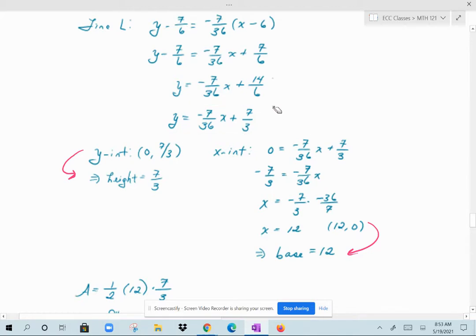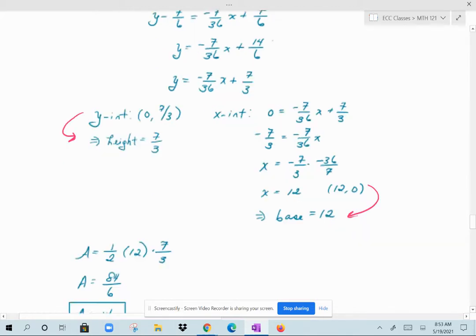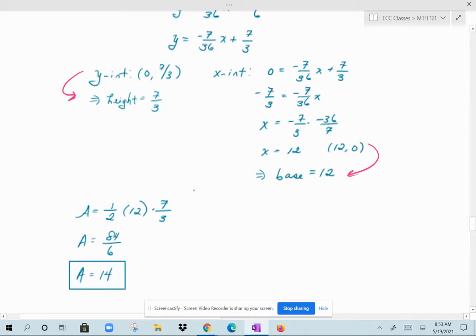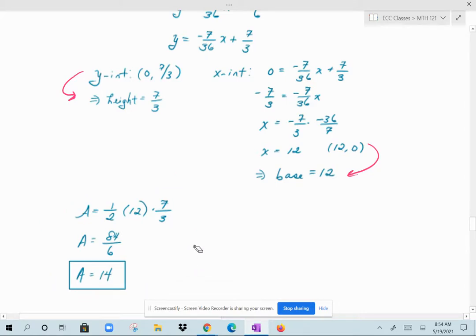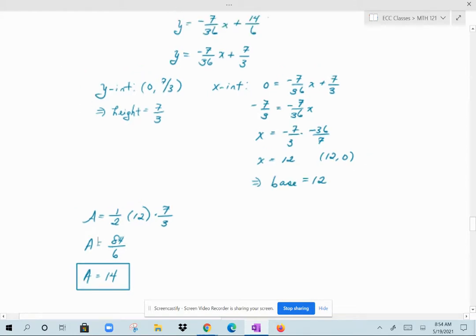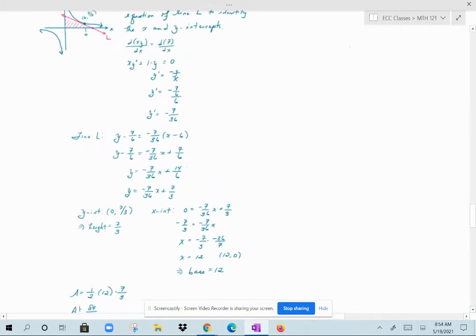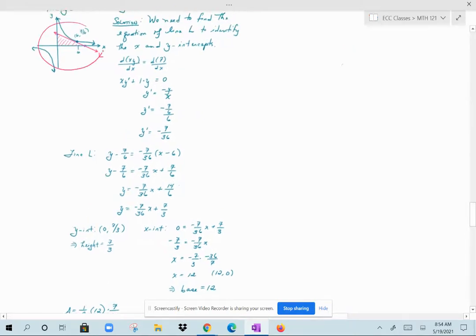So now that I know the height and the base of that triangle that I drew before, it's 1/2 base times height. That's 1/2 times 12 times 7/3. And when you simplify all of that, I did 12 times 7 is 84, and then I did the 2 and the 3, that's 6. And so 84 divided by 6 gives me an answer of 14. And so that is the area of the triangle that I drew and shaded before. And so just to remind you, that's the area of this triangle right here.